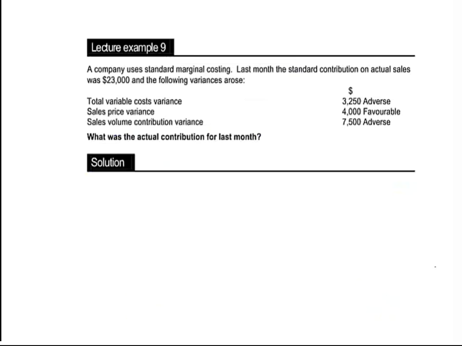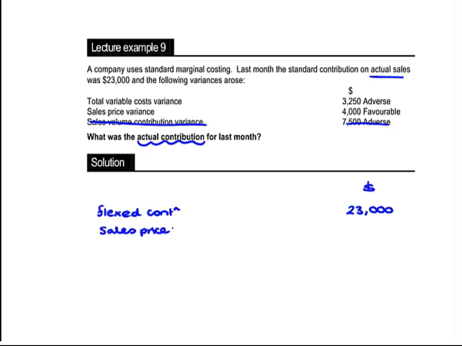In example 9 then, we've got a company using marginal costing and we have to work out the actual contribution for last month. So we've been given some of the variances. And we start off by being told that the standard contribution on actual sales, or the flex contribution, is $23,000. What we need to do now then is have a look at what else we need to do. Well, that flex contribution is based on the actual number of sales sold. So the sales volume contribution variance isn't going to be relevant here because that's already been accounted for in the 23,000. But we do have a sales price variance, and that's favourable.